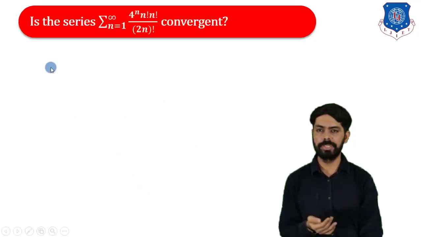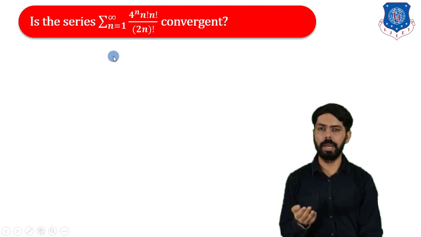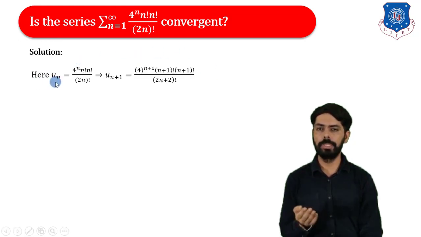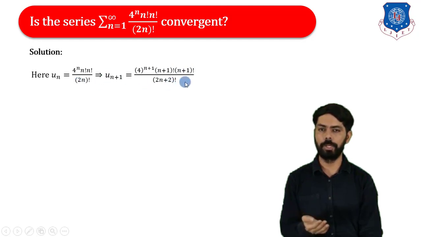So let us discuss an example: is the series sigma n equal to 1 to infinity 4 raised to n into n factorial divided by 2n factorial convergent? So here un is equal to 4 raised to n into n factorial divided by 2n factorial. Now we will find out un plus 1. For that we will replace n by n plus 1 in un. So it will be 4 raised to n plus 1 into (n plus 1) factorial into (n plus 1) factorial divided by (2n plus 2) factorial.